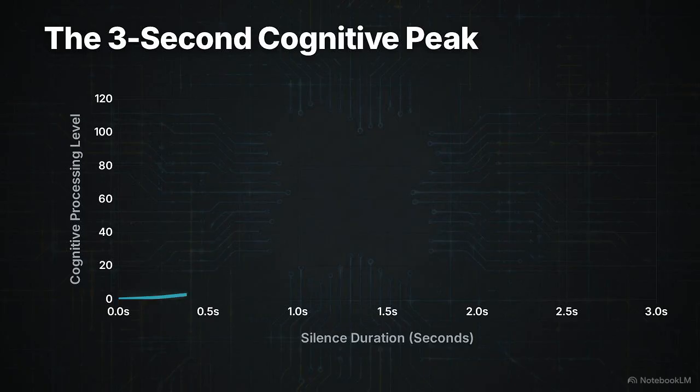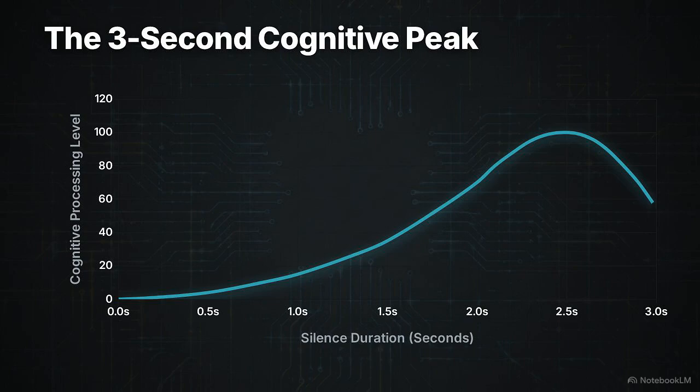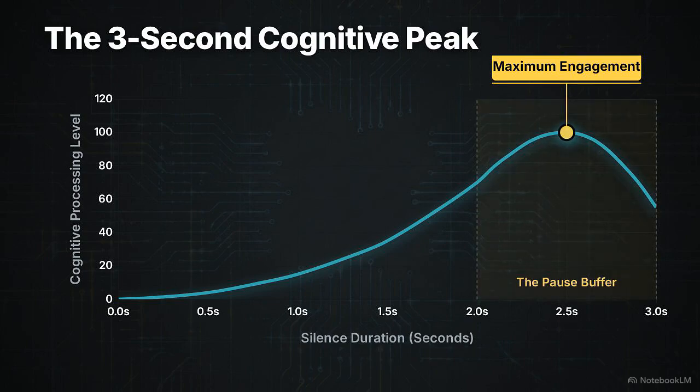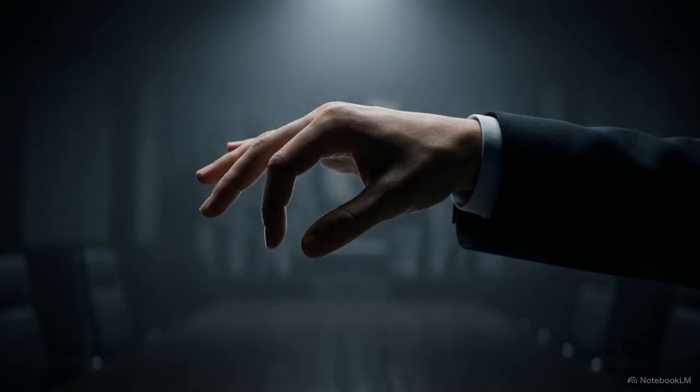But none of these frameworks work without the pause buffer. Neurologically, the brain requires exactly 2 to 3 seconds of silence to fully process the information gap you just opened. Your words build the trap. Your discipline to hold the silence is what springs it.